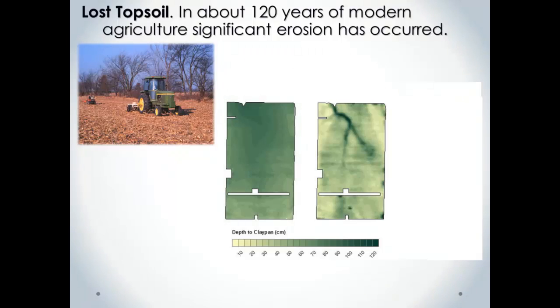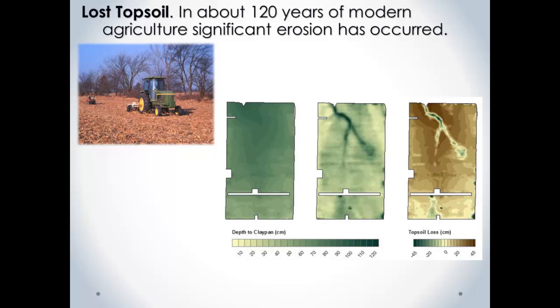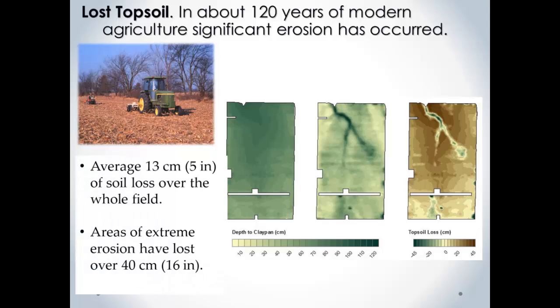Using some modeling and some areas that have not been in production, we have been able to develop a map of that same field as we predicted it was 120 years ago, with this final map being how much topsoil loss in centimeters exists on that field. Averaged over the field, there's been 13 centimeters of loss over these 120 years, with some areas being pretty extreme, as much as 40 centimeters up in this area of the field, the dark brown, that's really stripped off some of the best soil on that field.